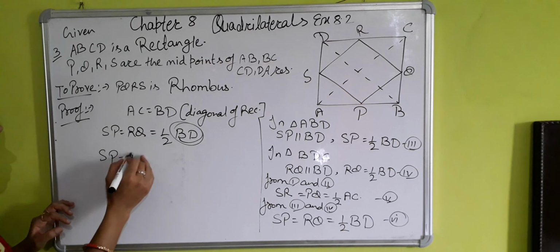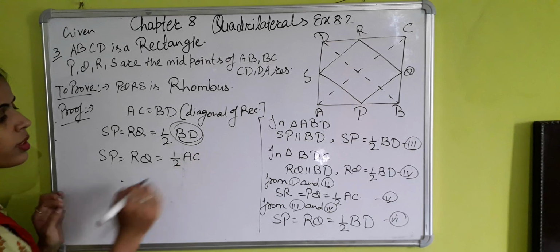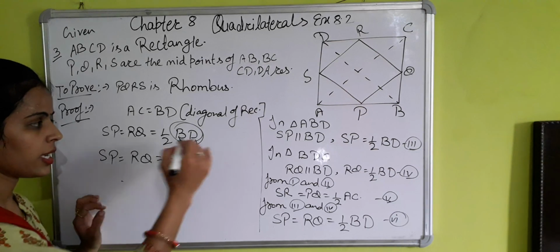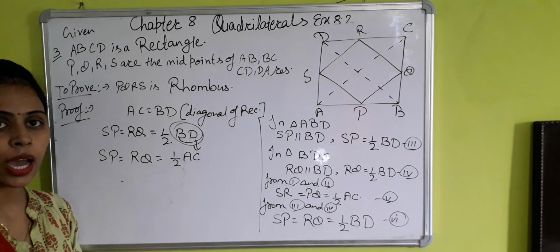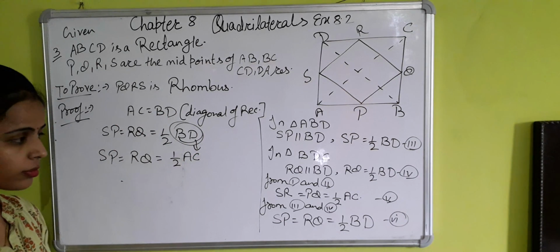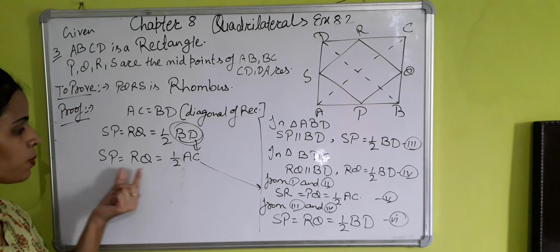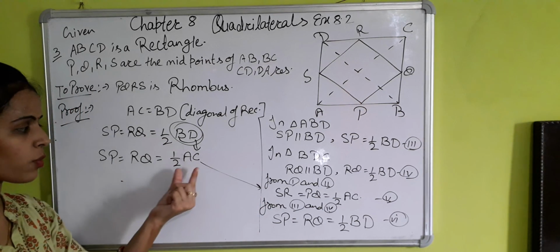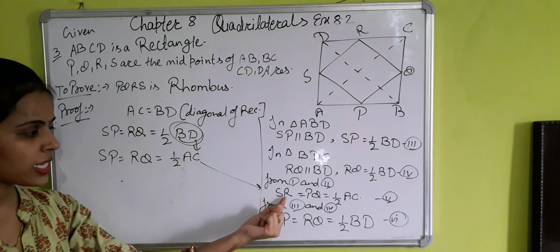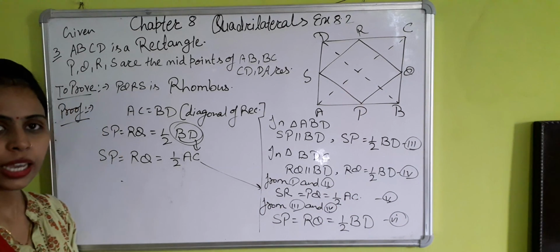SP is equal to RQ is equal to half of AC. Write AC at the place of BD. Why? Because AC and BD are equal. Now compare these two equations. SP is equal to RQ is equal to half of AC. SR is equal to PQ is also half of AC.